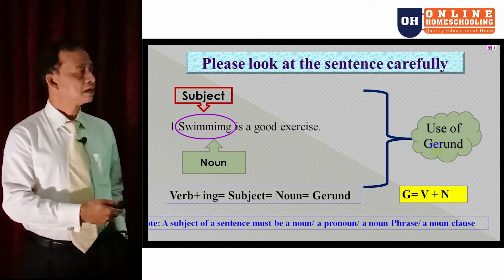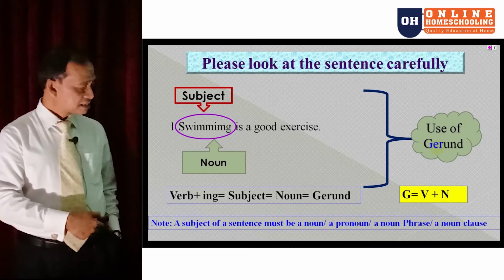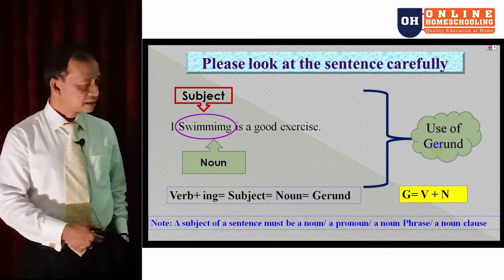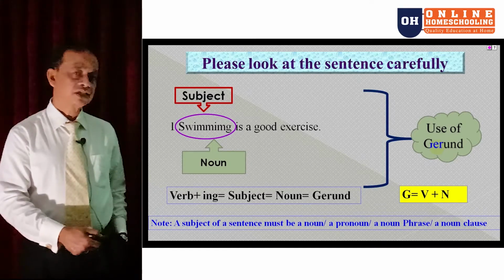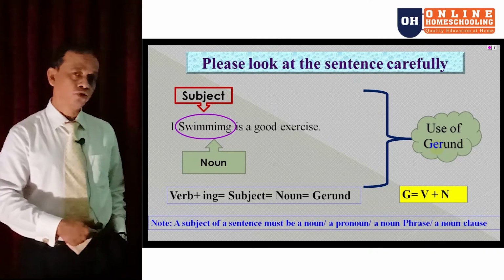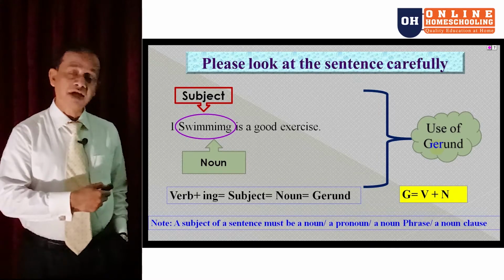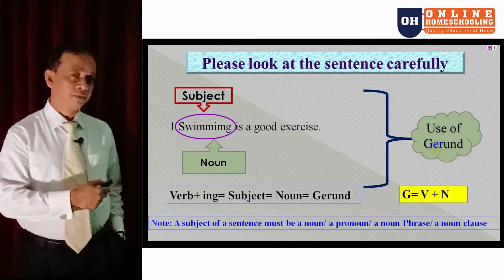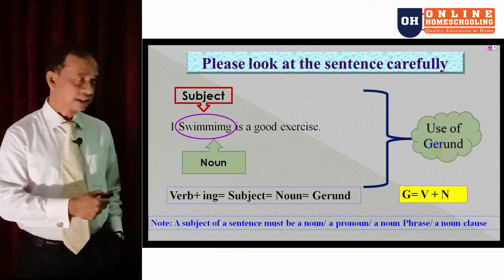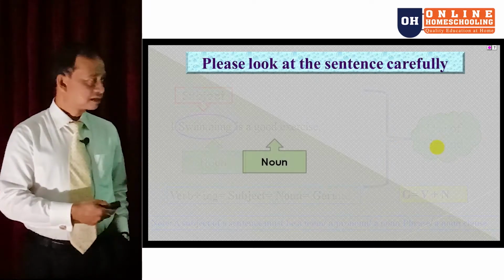Okay, dear students, let us see one note you have to remember: a subject of a sentence must be a noun, a pronoun, a noun phrase or a noun clause. You have to keep in mind, when any word is used as subject, it should be a noun or a pronoun or a noun phrase or noun clause. Swimming cannot be a pronoun. It is not a phrase, and it is not a clause either. So it is a noun. Okay, come to the next slide.